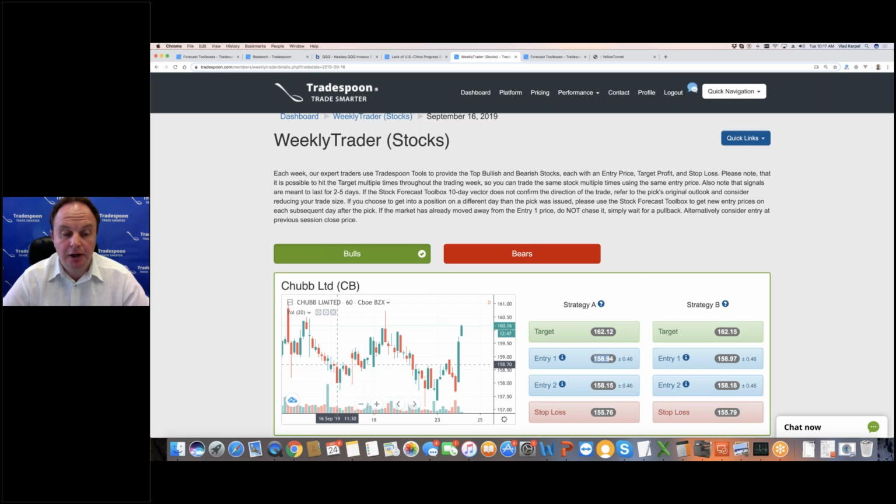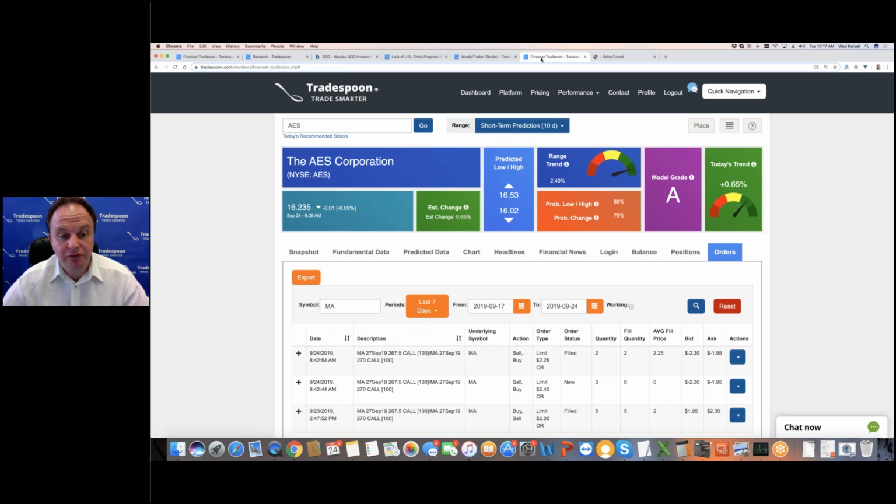So definitely insurance companies are at all-time high. Sectors that are not exposed to Europe and U.S.-China negotiations are outperforming the market, such as home builder and insurance companies. So CB is one example of our weekly trader model. Not only do we provide these signals, we trade them in the live trading room.